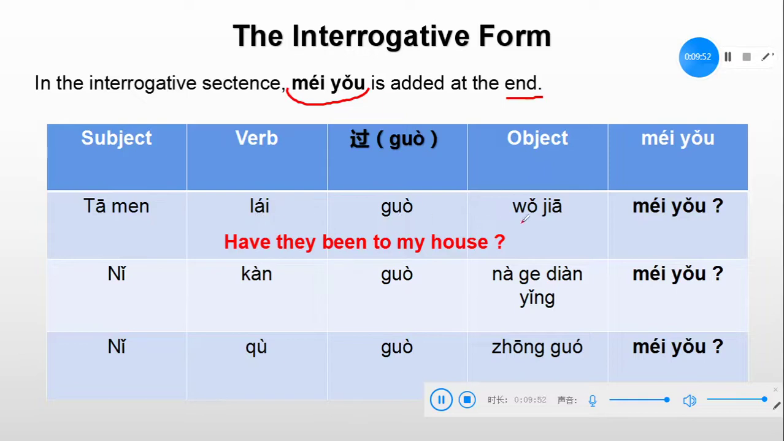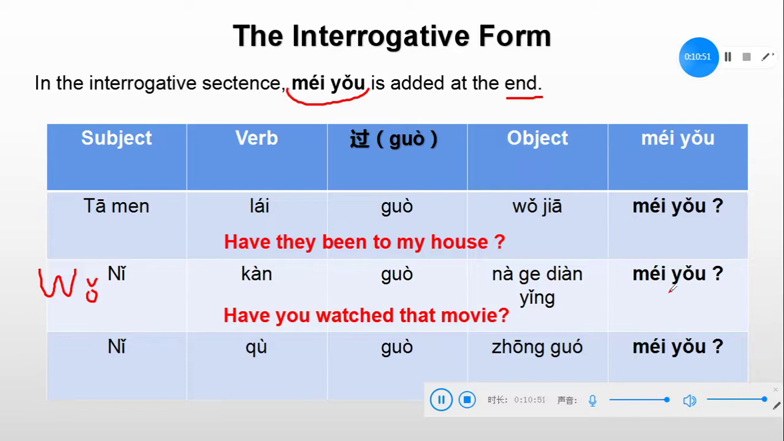We say 他们来过我家没有? Pay attention to how we say the interrogative form, the tone, okay? 他们来过我家没有. Alright, this is example 1. Next one, 第二个, 你. Because this is the interrogative form, 我 should be changed into 你. Pay attention to the subject changing. So 你看过那个电影, which means you have watched the movie. Now is the 没有 question form. So have you watched the movie? And we say 你看过那个电影没有.